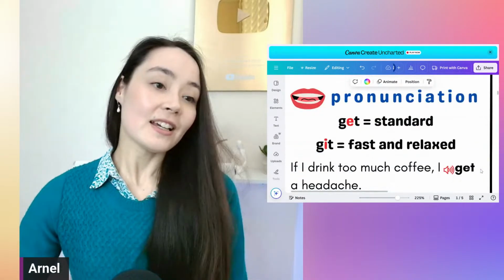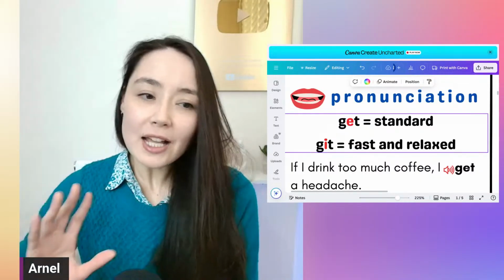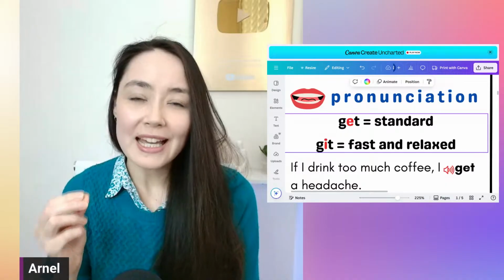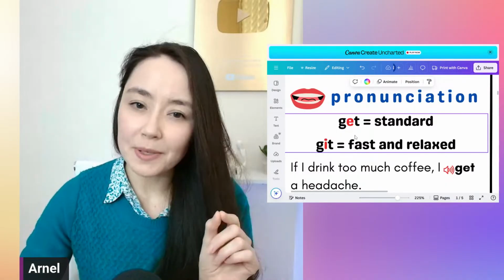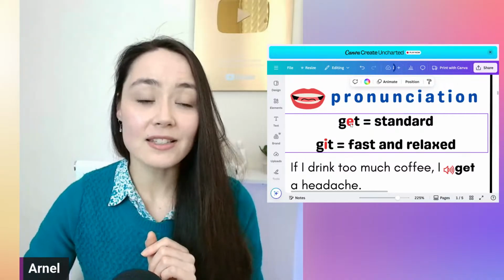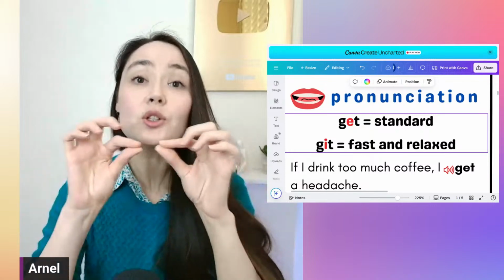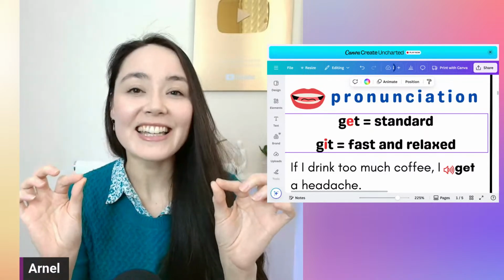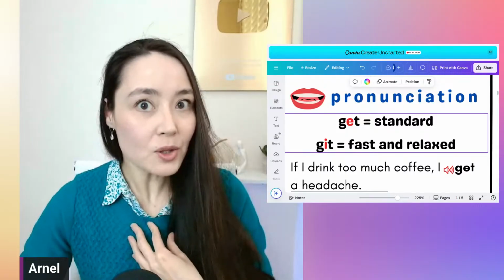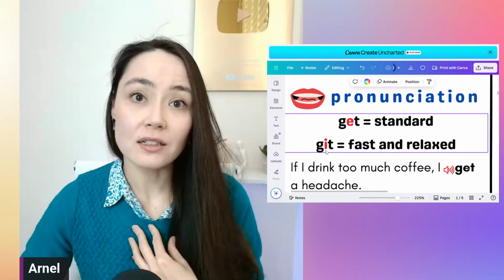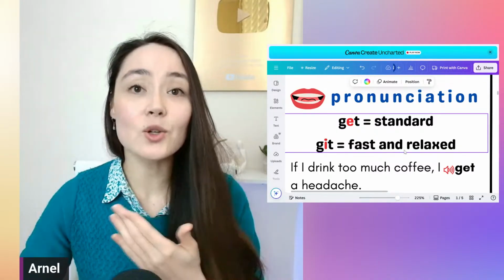Pronunciation. I chose to add this here because I got a couple of questions about how to pronounce get. Of course, it depends on your accent. This is just a little tip. Get with the standard sound. If you look in a dictionary, you'll see get. But sometimes when we're speaking quickly, I do this a lot, I say get. This is informal, it's fast and relaxed.